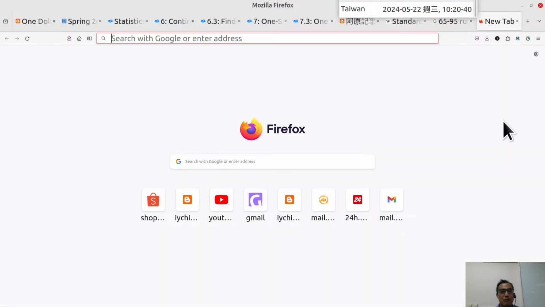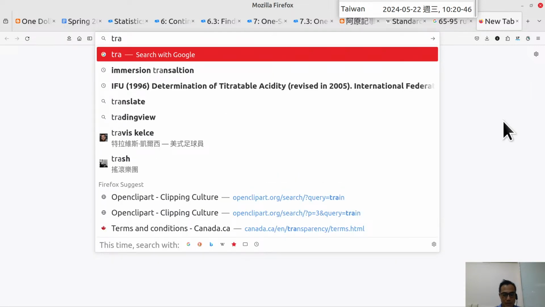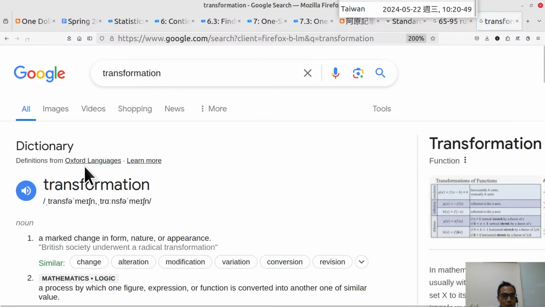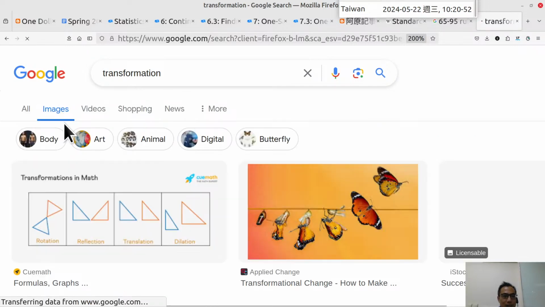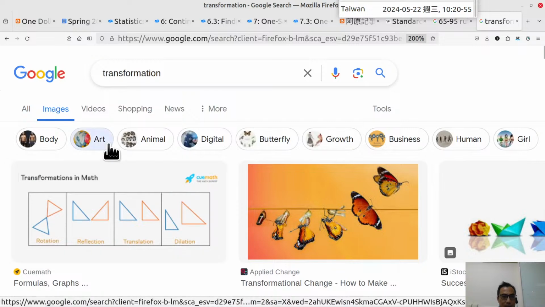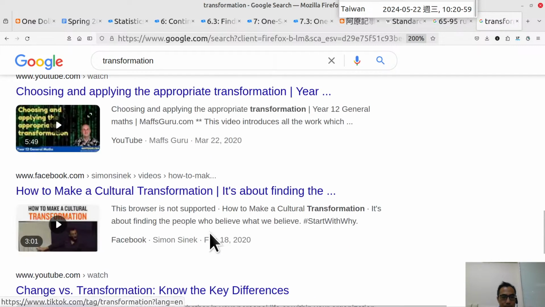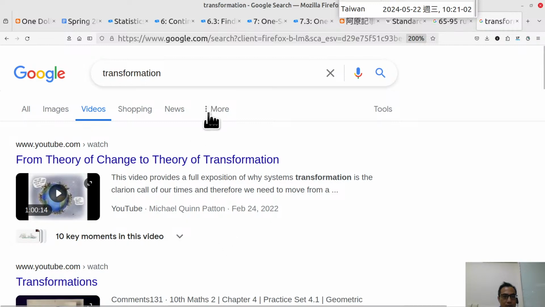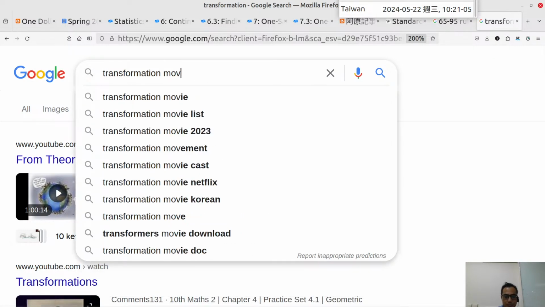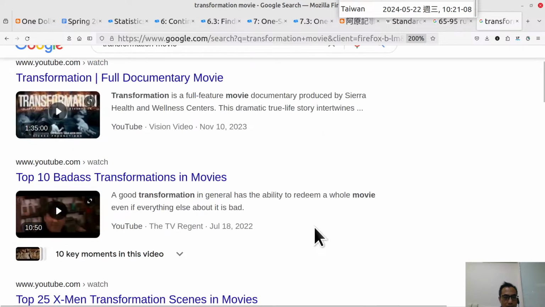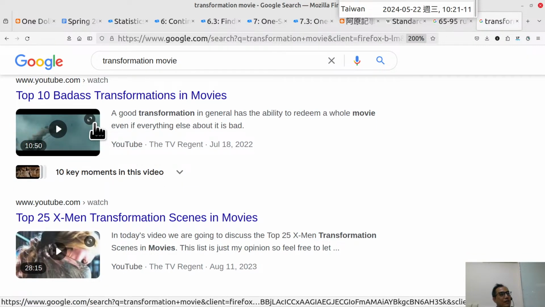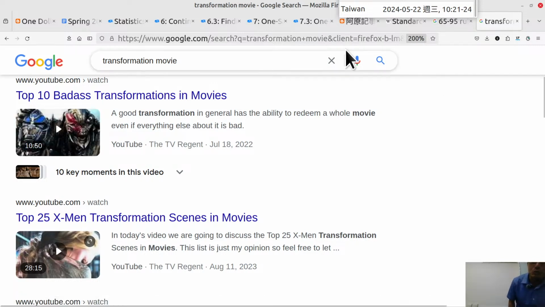When we talk about transformation, there are many meanings. One is the movie. Let me show you. There's a movie named Transformers, and in Taiwan we have a beautiful translation. It's called 变形金刚. What a fantastic name. Actually, it's Transformers. And now I want to talk about the transformation.